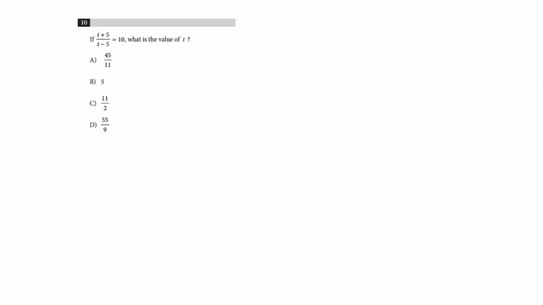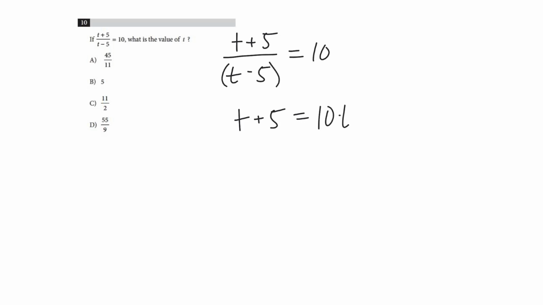10. If t plus 5 over t minus 5 equals 10, what is the value of t? Okay, so let's just solve the equation here. We've got t plus 5 over t minus 5 equals 10. I'm going to multiply both sides by t minus 5. On the left, that'll undo the denominator, and on the right, I'll get 10t minus 50.